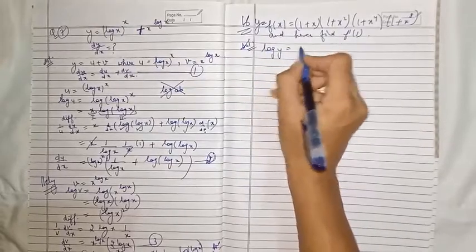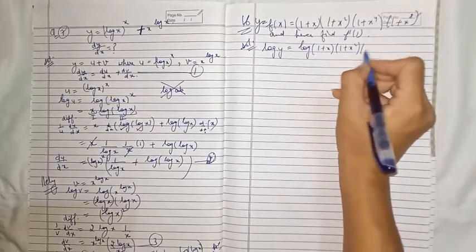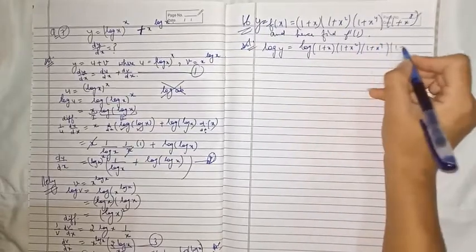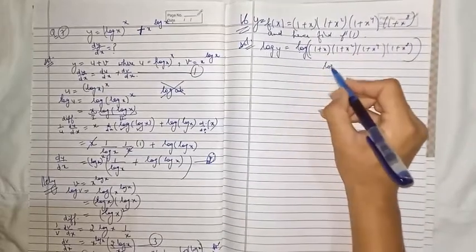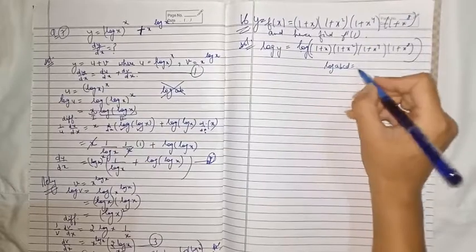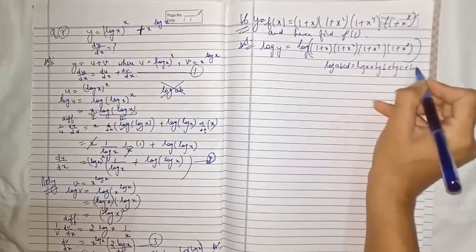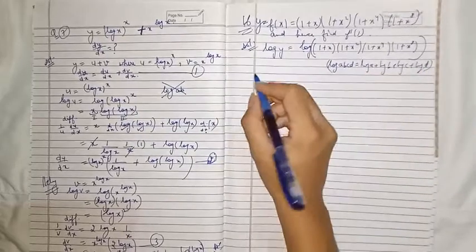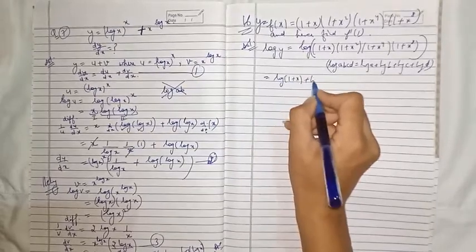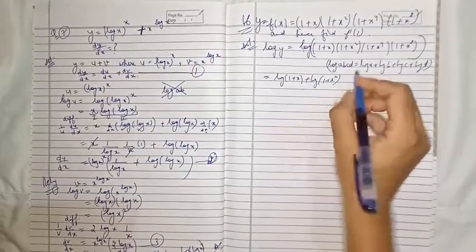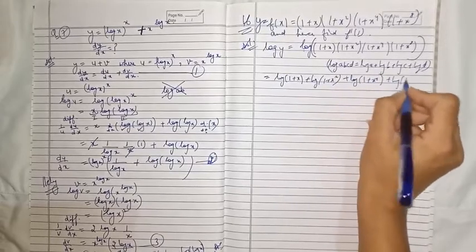Log y equal to log of (1 plus x)(1 plus x square)(1 plus x^4)(1 plus x^8). Log of abcd will be equal to log a plus log b plus log c plus log d. So it will become log of (1 plus x) plus log of (1 plus x square) plus log of (1 plus x^4) plus log of (1 plus x^8).